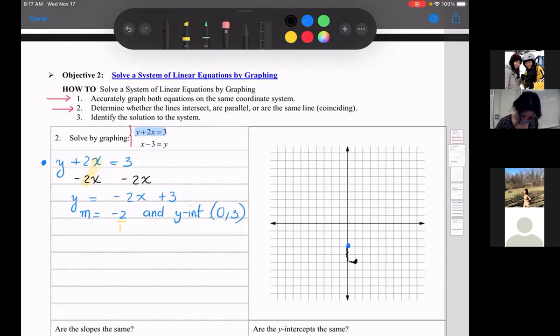Yeah, should it go up? Oh yeah, sorry. I don't know why, I was combining the two together, -2 and +3. Okay, thank you. 3 up here, 3 up here, and then go down 2. That's right. Go down 2, go over 1. Thank you. And then we graph.